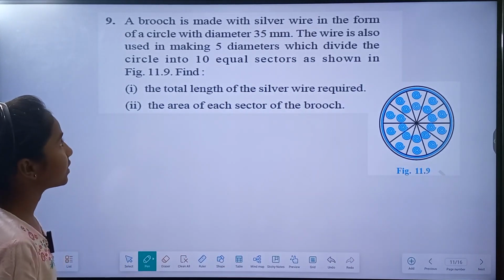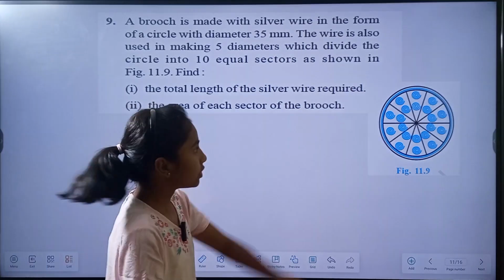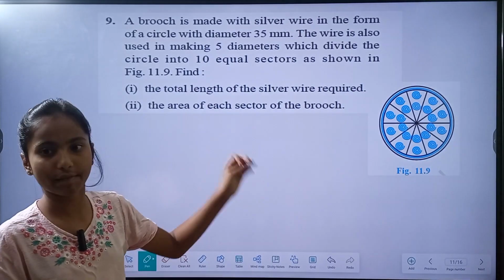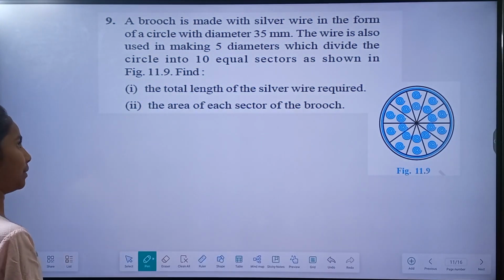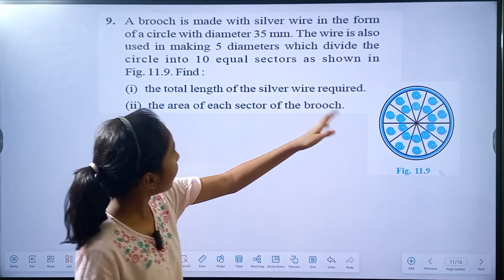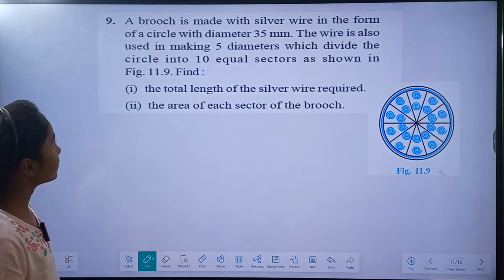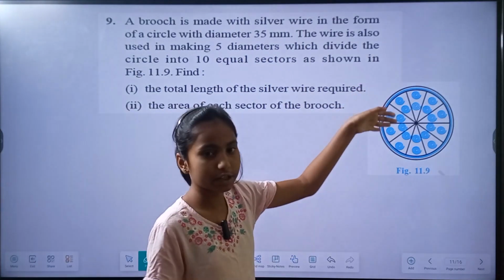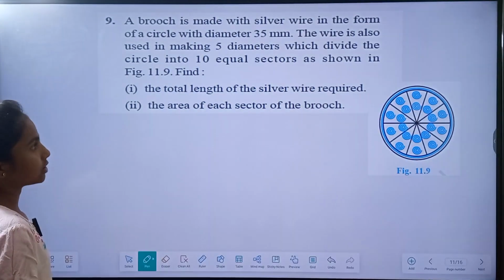A brooch is made with silver wire in the form of a circle with diameter 35 millimeters. So we have a circle with diameter 35 millimeter. They have used silver wire to make that. The wire is also used in making 5 diameters, which divide the circle into 10 equal sectors, as shown in figure. So they have used that wire to make the circumference of that circle and the diameters of that circle. So the total length of the silver wire required.